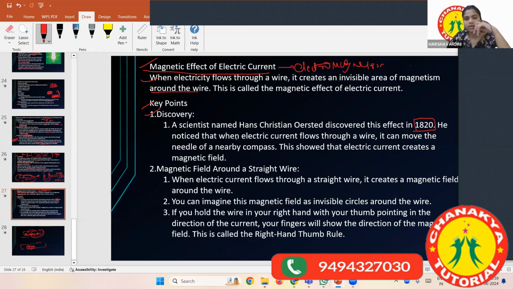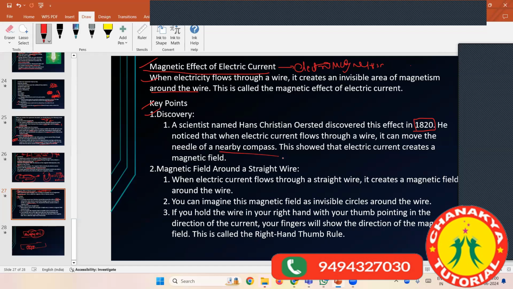electromagnetism. He noticed that when electric current flows through a wire, it can move the needle of a nearby compass, obviously, because that is a magnetic compass. When you keep the compass near a magnet, as we saw, it will show you the north and south direction. This showed that electric current creates a magnetic field. So how did he discover that? I think he may have been randomly doing some experiments with electricity, and then he kept the compass and came to know that there is a magnetic effect also.